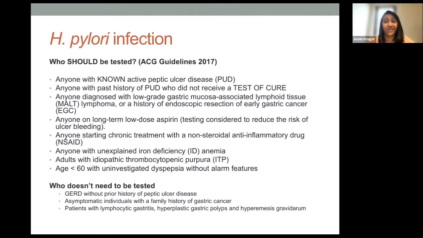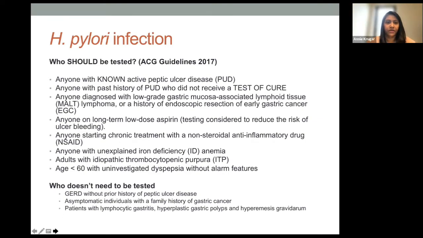All right, who doesn't need to be treated? Those are patients with very typical GERD symptoms. So they're having acid reflux, heartburn, and they don't have any history of peptic ulcer disease. You don't need to test and treat those folks, because again, most of it's going to be acid reflux related. You don't have to test people with a family history of gastric cancer. A personal history of gastric cancer, if they've never been tested, yes, but no one just because they have a family history. And again, you don't need to test patients who have lymphocytic gastritis or gastric polyps or hyperemesis gravidarum.